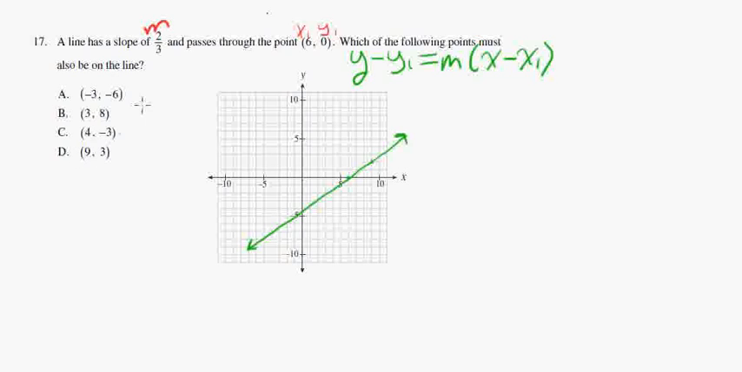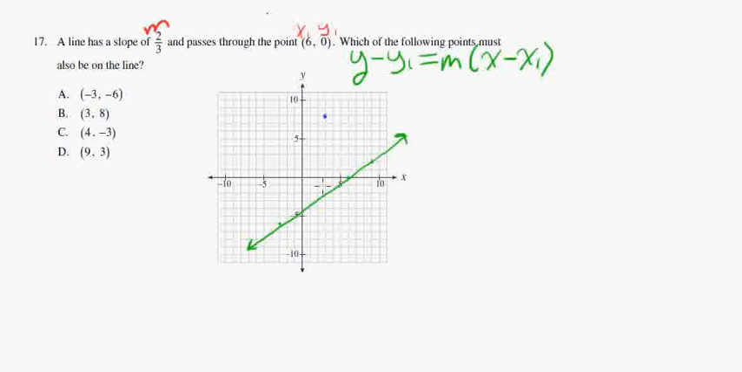Which one of these points is also on this line? Alright, let's see. (-3, -6): -3 is 1, 2, 3, and -6. Looks like it could be on the line, though my line's not drawn all that great. (3, 8): well, 3 is 1, 2, 3, and 8 is way up there. I'll put that in as a different color. 3 is 5, 6, 7. (3, 8) is up there.